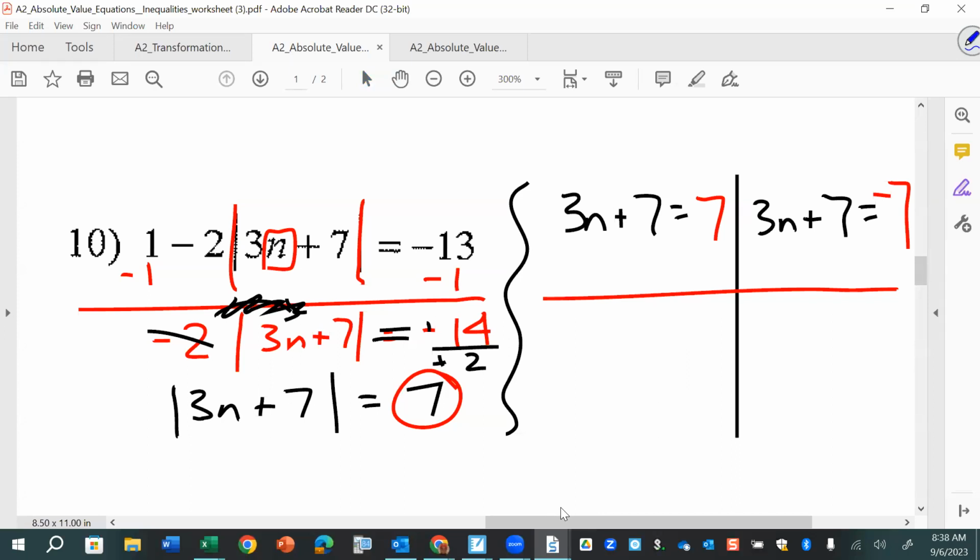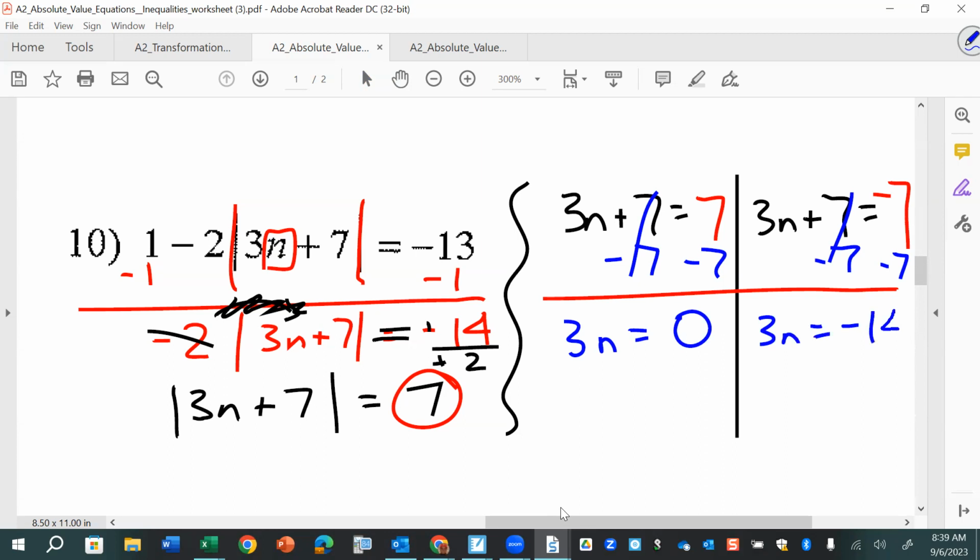Okay, guys, step one. Let's run this thing away from n here. It's 7, so subtract 7. And you got 3n equals 0, and 3n equals negative 14. Last step, get rid of 3. How? Divide. And your two count of two answers. What's the first one? Of course, 0 divided by anything is 0. Or keep the fraction. Okay?